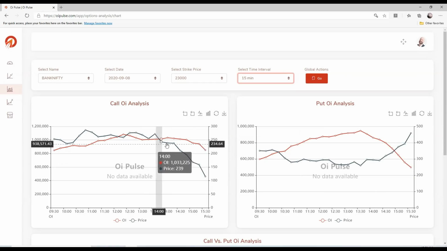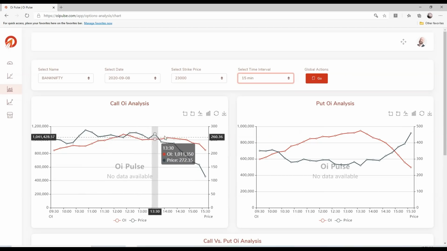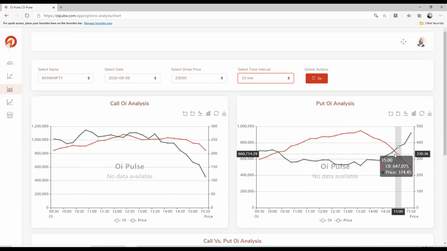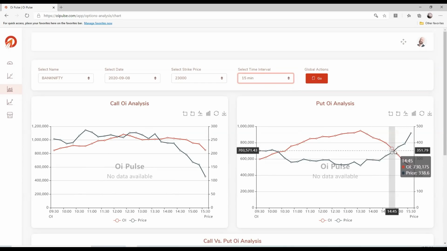Similarly here, the people were not able to take the market higher, especially the 23,000 call. What has happened? The OI and the price were moving steadily from the morning. They were not able to make a significant crossover. This is a significant crossover. Once you see this kind of crossover, we needed to see a vertical crossover. If that is happening, then you will be able to make quick bucks.